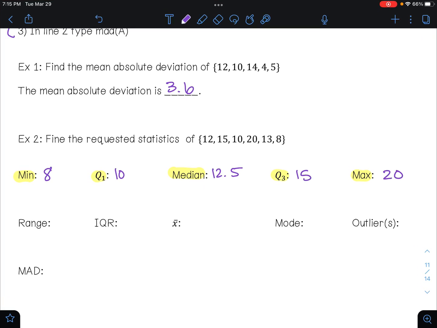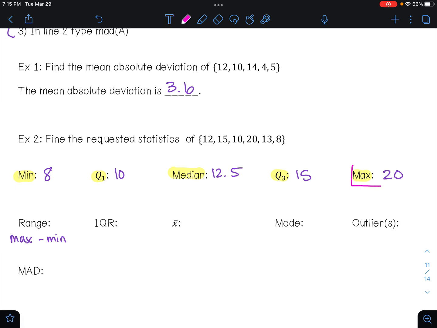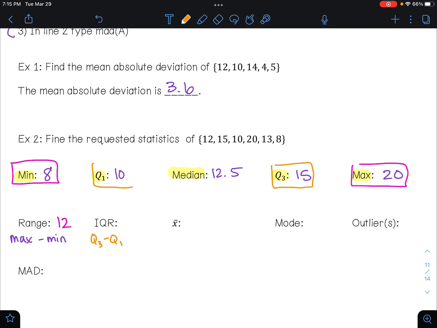Your range, remember, is your maximum value minus your minimum value. So here, my maximum value is 20 minus my minimum value of 8. 20 minus 8 is 12. Your IQR is your interquartile range. That's Q3 minus Q1. So in this example, that's going to be 15 minus 10, which is 5.